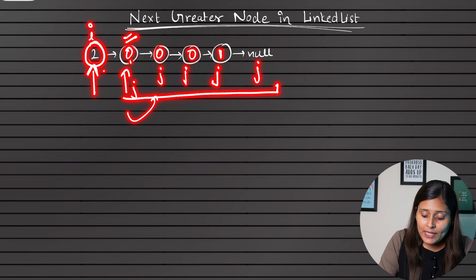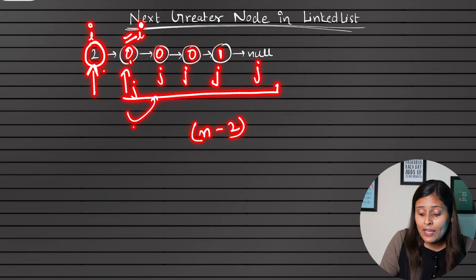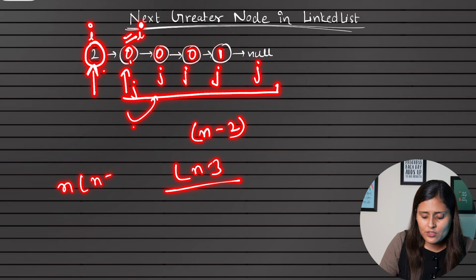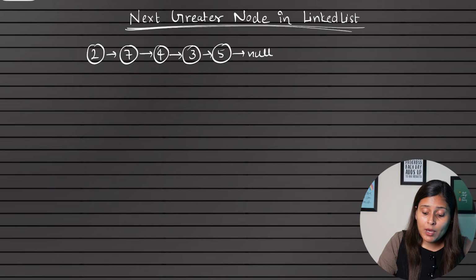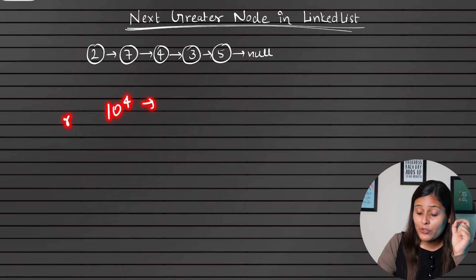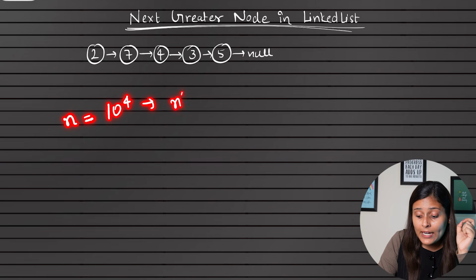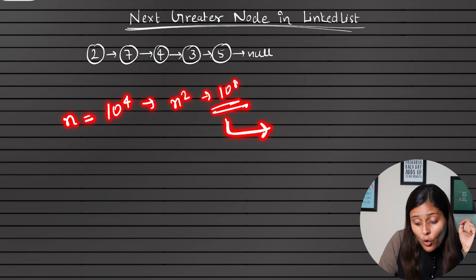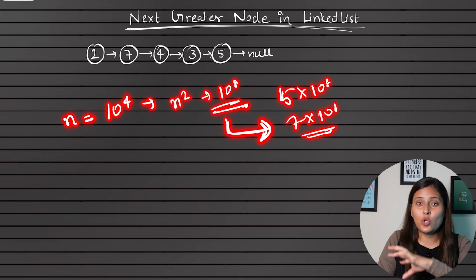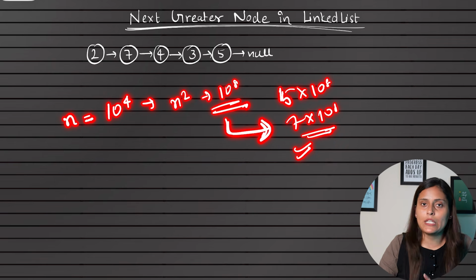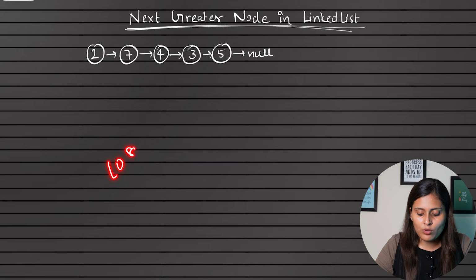Next time if i will be at the first position, then j you will move n minus 2 times. Next time n minus 3 times, and this is nothing but, can I say, n into n minus 1, which is nothing but n square time complexity? Yes. So if the constraint is 10 power 4, n square will become 10 power 8, and you know 10 power 8 is very slow, and beyond that, like 5 into 10 power 8 or 7 into 10 power 8, depending on the logic of your code, this will give you TLE.